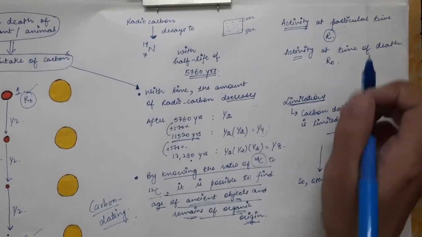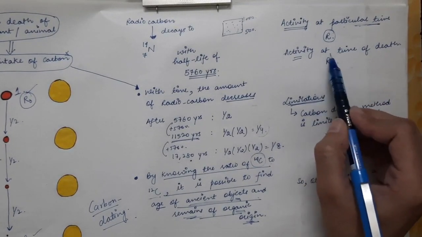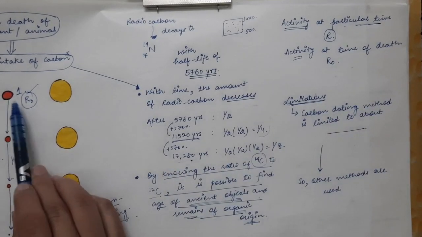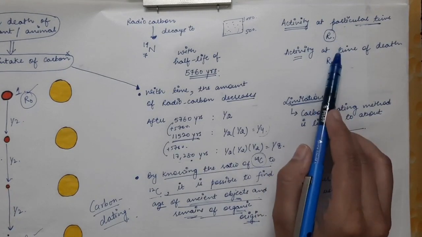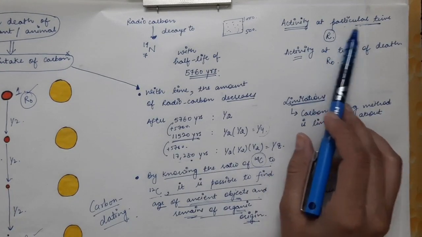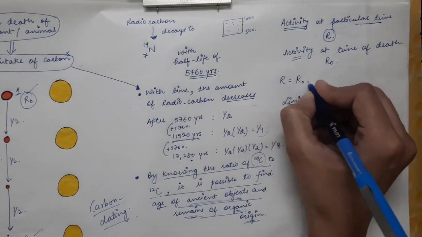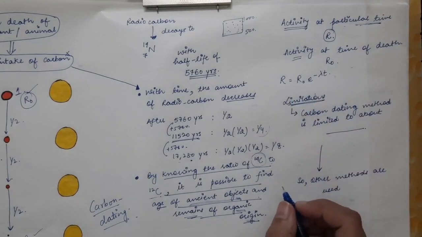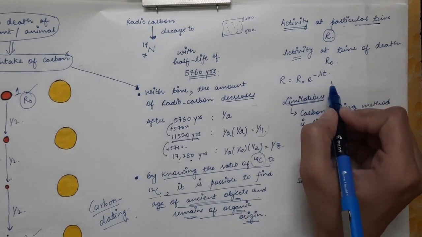So activity at a particular time is given by capital R, and activity of the sample at the time of death is given by R0. And we are well known with the relation of activity at a particular time: activity is given by R0 into e power minus lambda t. So this will help us in determining the age of a particular object.